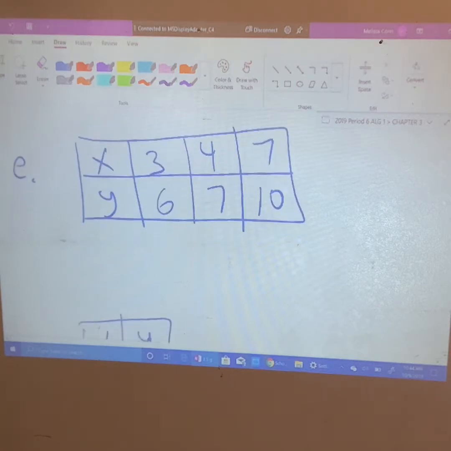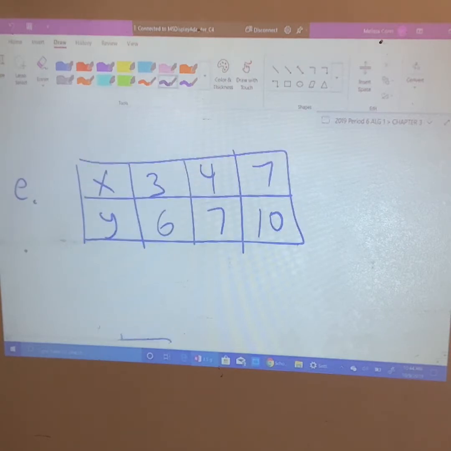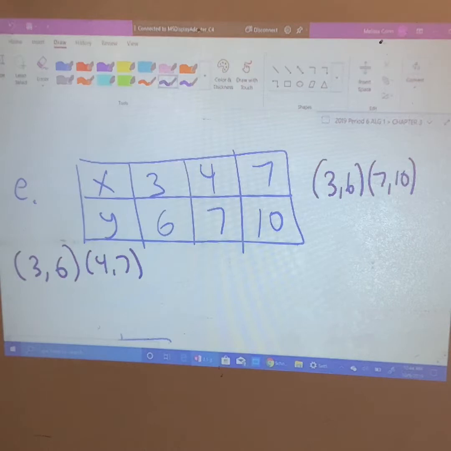For example, I'm going to prove it to you. I'm going to pick this ordered pair 3, 6, and I'm going to pick the second ordered pair 4, 7. Let's do the math here. But then I'm also going to pick maybe the first ordered pair 3, 6, and I'll pick the last ordered pair 7, 10. It doesn't matter which 2 you pick. The slope will always be the same. So let's see, I'll do these first. 7 minus 6 over 4 minus 3. The slope of this one is 1 over 1, which simplifies to a 1. This is a positive slope.